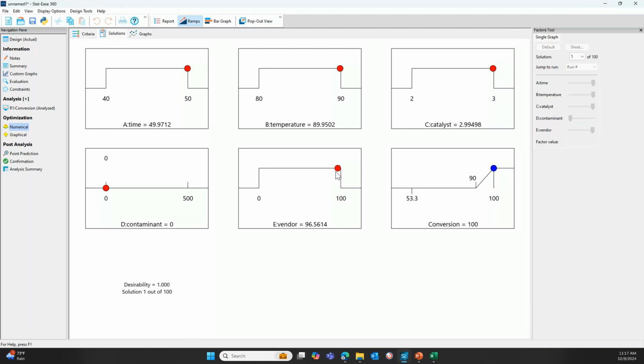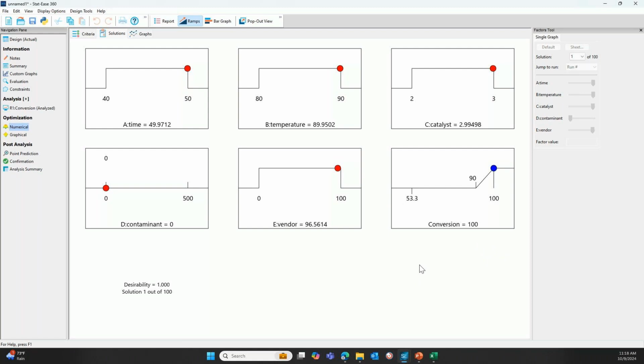It's at 96%. So practically speaking, we know we want to be with vendor A completely, and we can attain a conversion of essentially 100%. So we can do very well. But then the next question we want to ask is, what happens if I want to make sure that I'm insensitive? Remember that the distillation column wants me to have no more than 2% fluctuation in my yield. So what do I need to do to account for that?